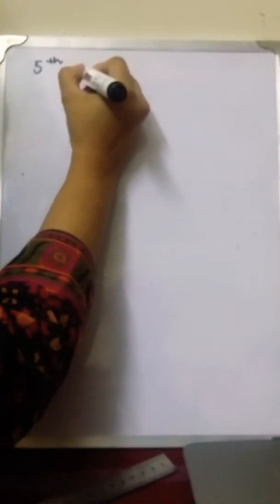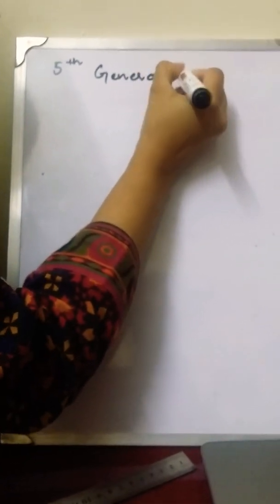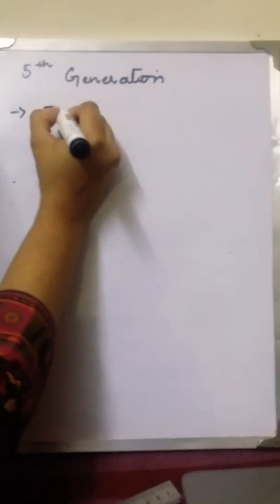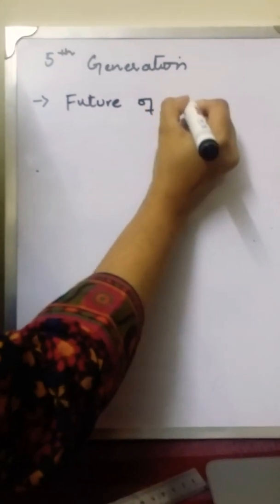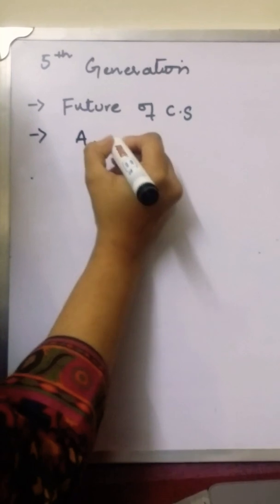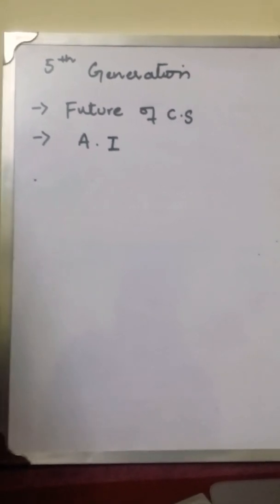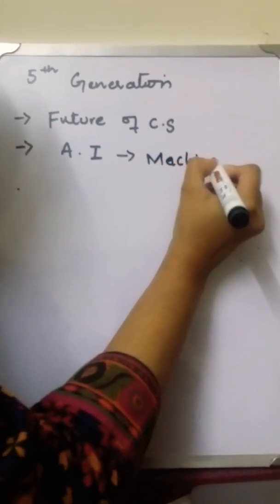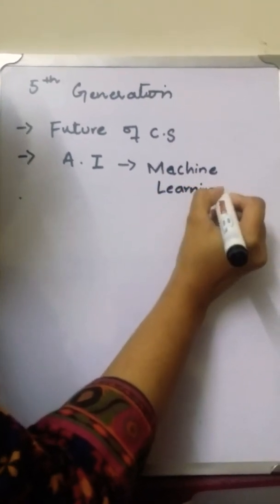Fifth generation. Students, fifth generation computers are smart enough to decide the future of computer science, and they are capable enough to take decisions on their own. The technology used in the fifth generation is artificial intelligence. There are lots of branches of artificial intelligence, but here the most important one is machine learning, which we are going to discuss further. It is the most important branch of artificial intelligence.